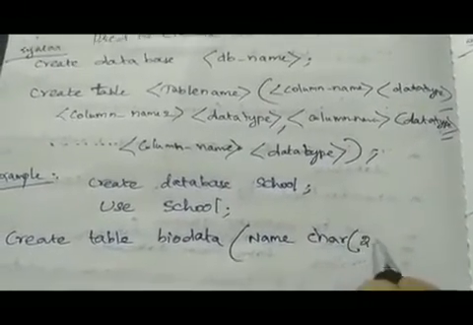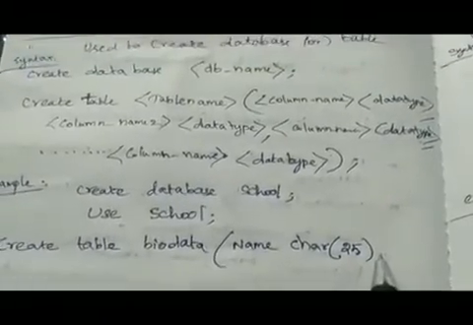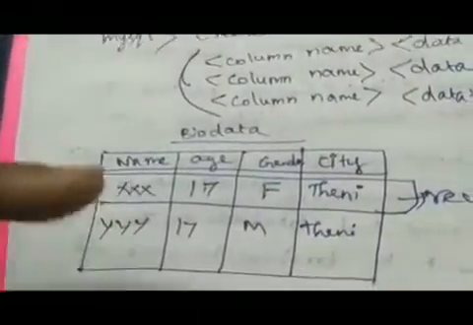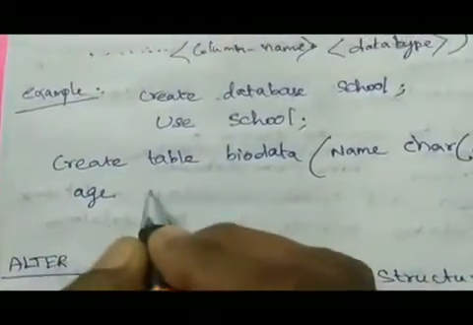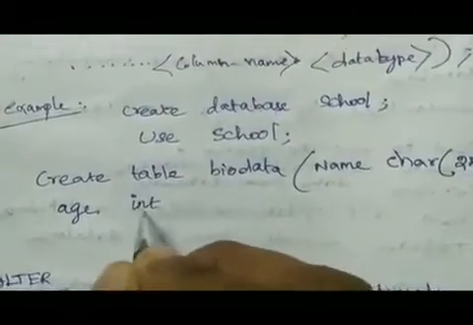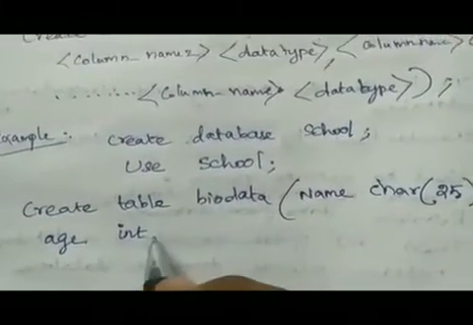Character of size 25 or 40, whatever we can specify. So this is the first column. And then the second column, what we specified yesterday, is age. Age, gender, city. So for the next column, what do we have to specify? Age. What is the age data type? It is numeric, so we have to specify integer. The default size will take 11 characters, that is, 11 numbers we can enter in that column.